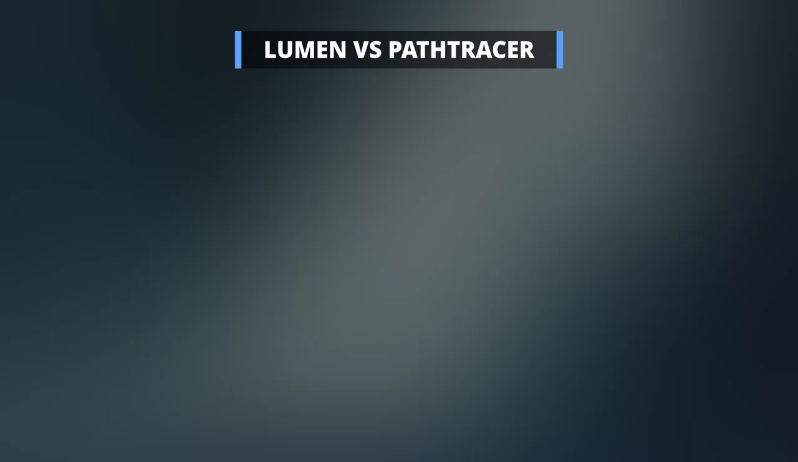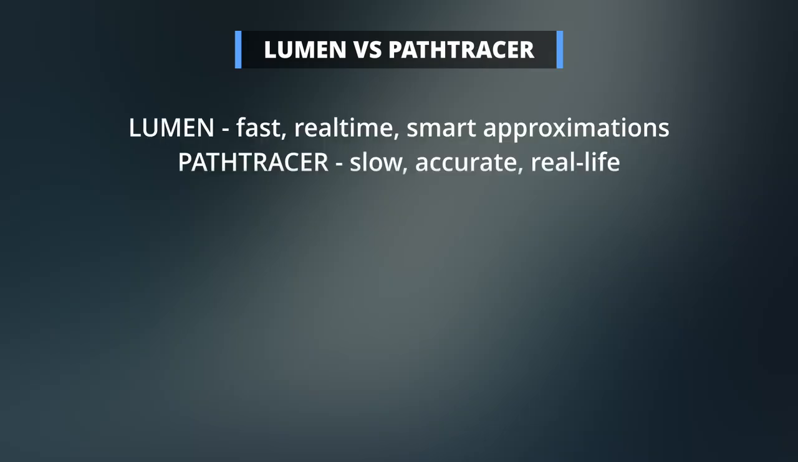So let's talk about Lumen versus Path Tracer. Lumen is fast in real time because it is making some really smart approximations. Path Tracer is slower, but very accurate. And there will be some differences that will always exist visually. When you start talking about glass, translucency, or subtle global illumination differences, there will be visual variations between the image that Lumen produces and the one that a Path Tracer would produce.